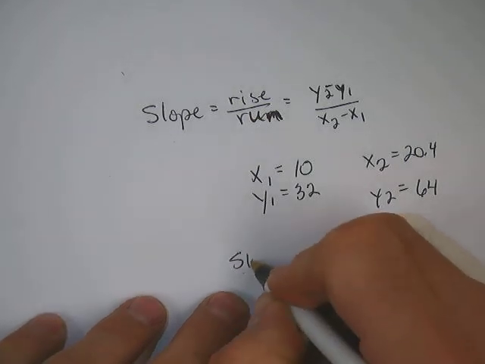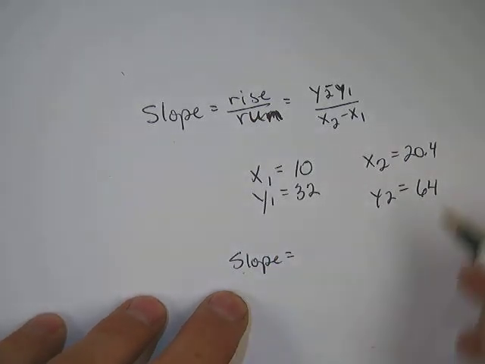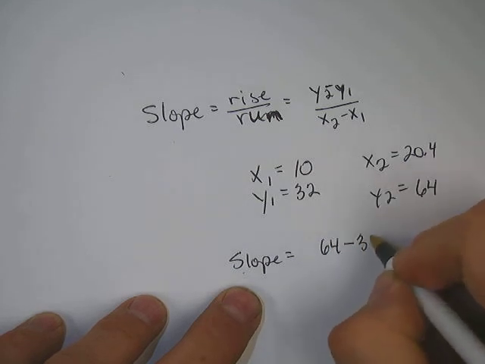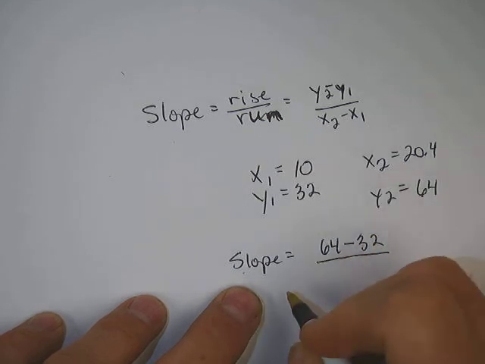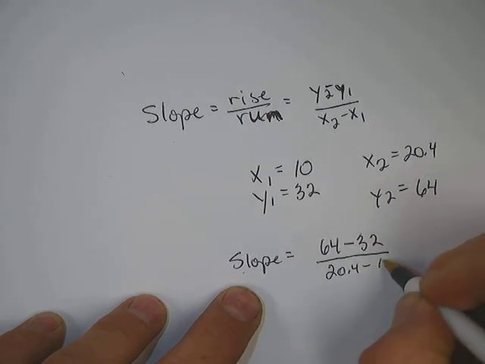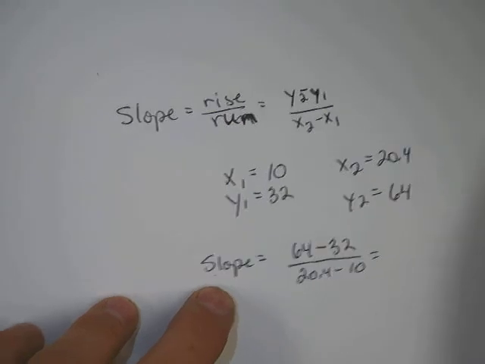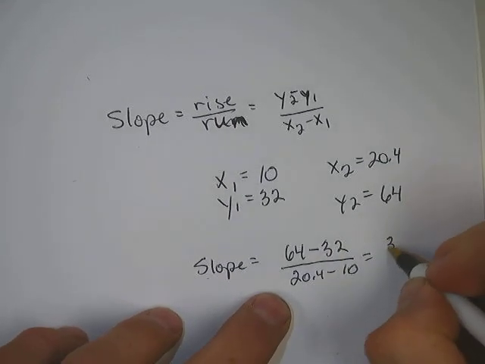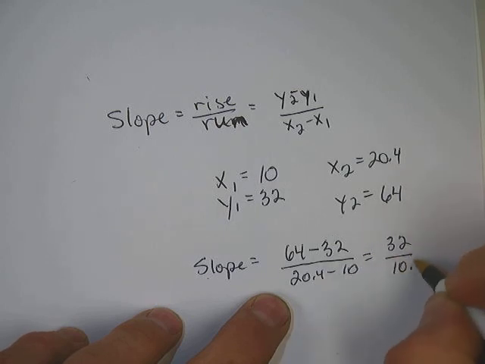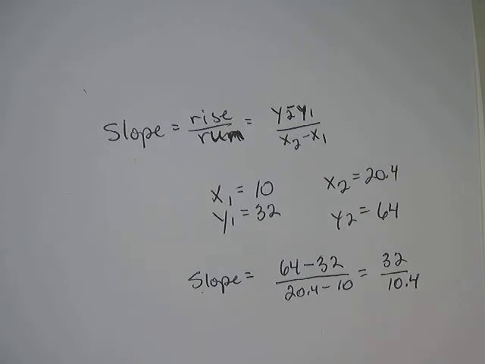So our slope is, substituting everything in, y2 is 64 minus y1, which is 32, divided by x2, which is 20.4, minus x1, which is 10. And then we do the math, right? We do across the top, which is 32. 64 minus 32 is 32. And 20.4 minus 10 is 10.4. Now in math, you may have just stopped there.